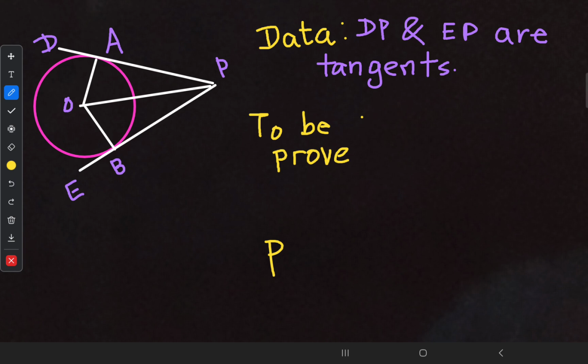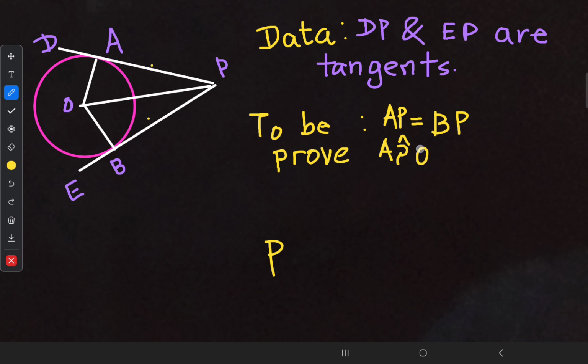First thing, by showing these two triangles are congruent with each other. For that we are going to prove AP equals BP. These two are equal. That's the first thing we are going to derive. Then angle APO equals this angle. That's the thing we are going to prove after that.